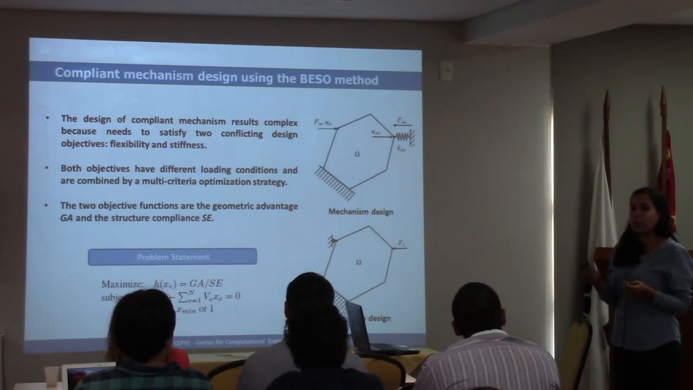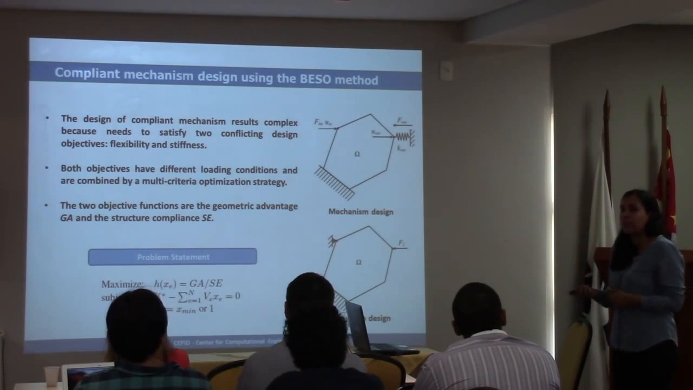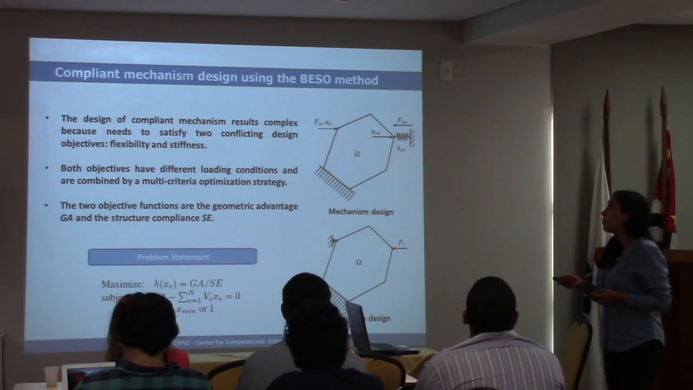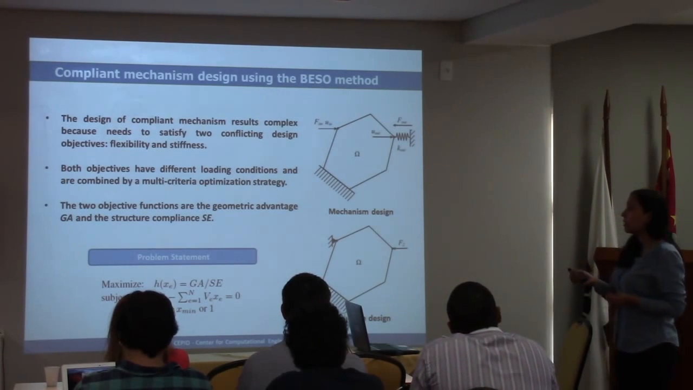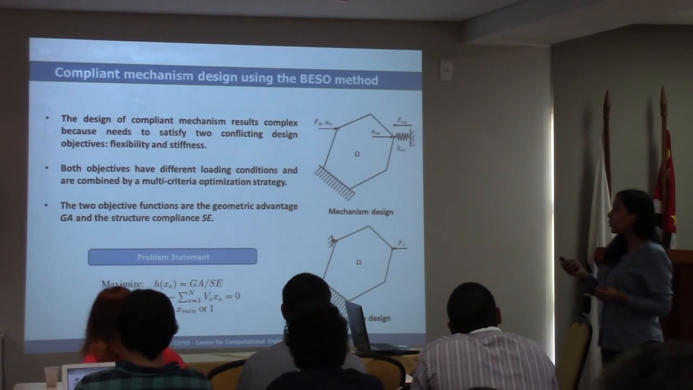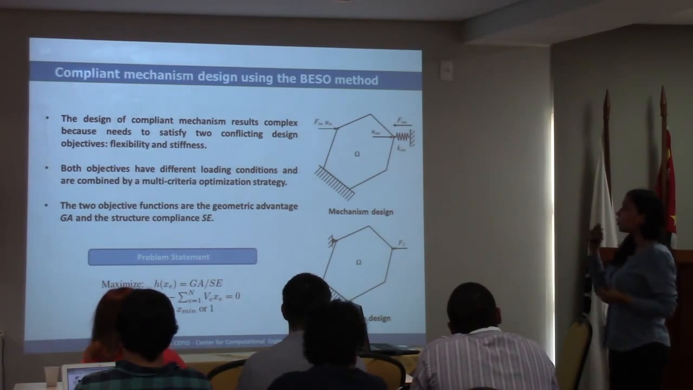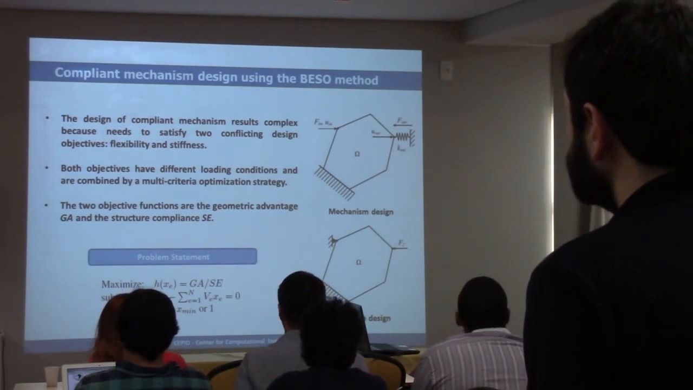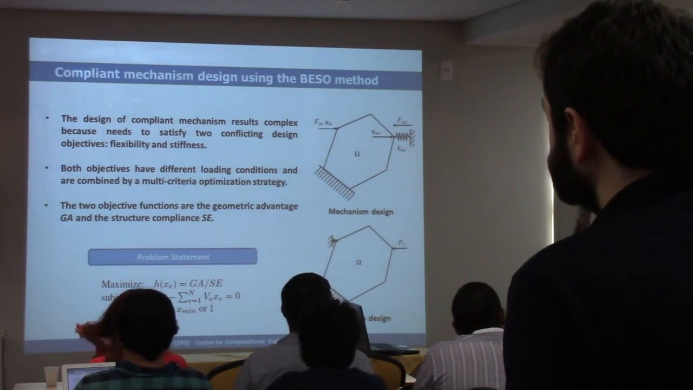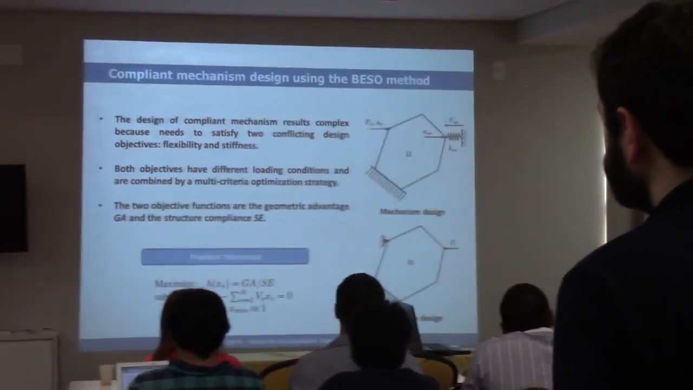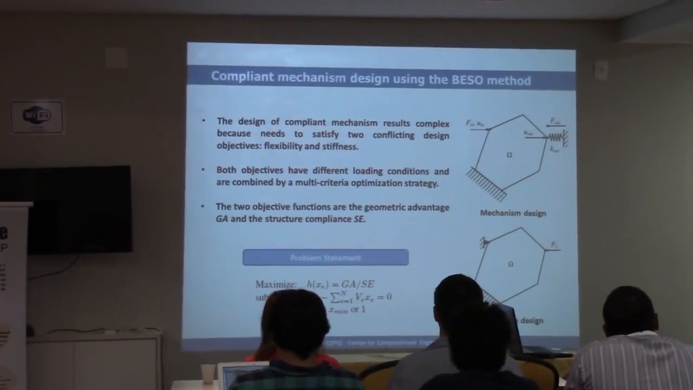Those two objective functions are contrary. If you have a flexible structure, it is not stiff enough. So we need to find a way to combine them. The way to combine them is this formulation. It's a multi-criteria formulation that we need to use with two different loading conditions. So we study two different structures that are related, and we put them together in one and only one objective function.